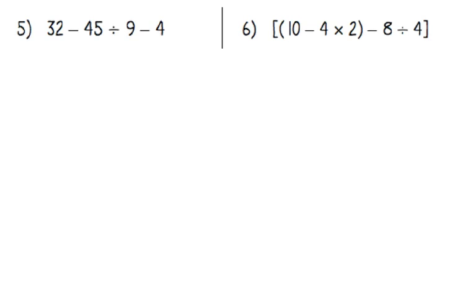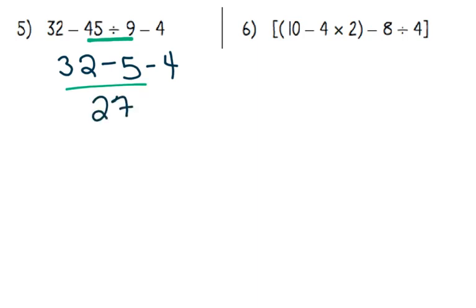Let's do number 5. Pause the video, do number 5, and then come back and let's see if we get the same answer. For number 5, we have 32 minus 45 divided by 9 minus 4. We always have to start with multiplication and division. So the rest of the problem, we want to rewrite but replace 45 divided by 9 with 5. And now we have only subtraction. So we go left to right. 32 minus 5 is 27, minus 4, which gives us a final answer of 23.